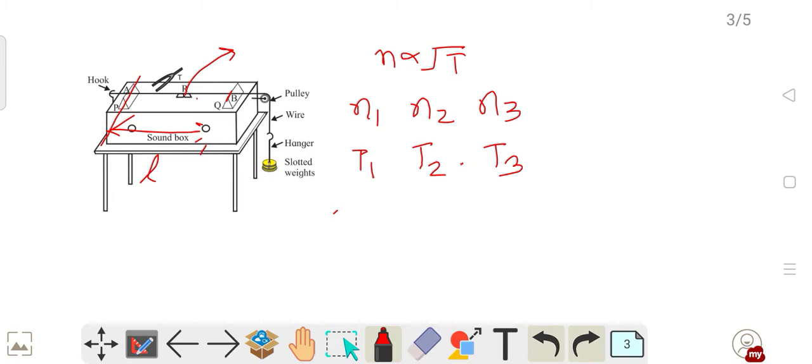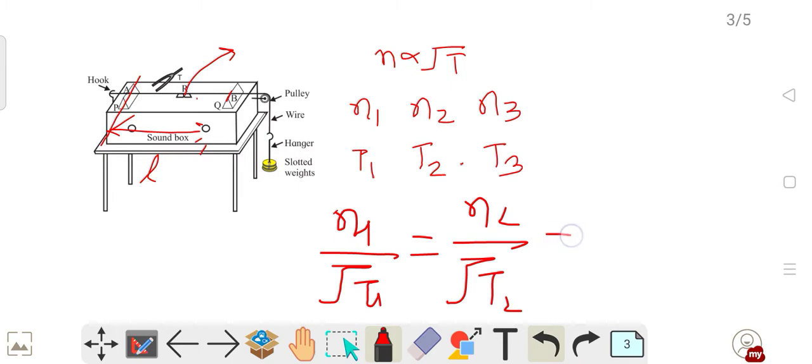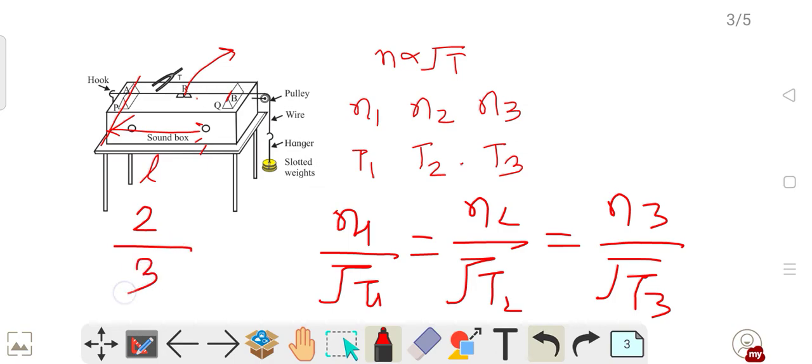Whatever values they found, the ratio N1 upon root T1 was equal to N2 upon root T2, which was equal to N3 upon root T3. Can you think what value might be coming? This is nothing but mathematics. Suppose N1 was coming 2 and T1 was coming 9. So root 9 is 3, and 2 upon 3 was one value. So it was coming 2 upon 3.